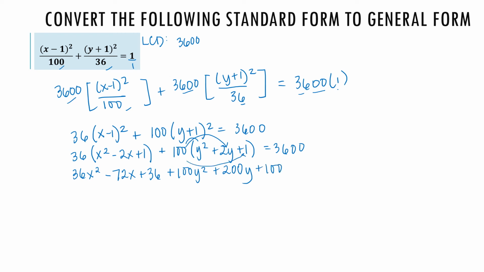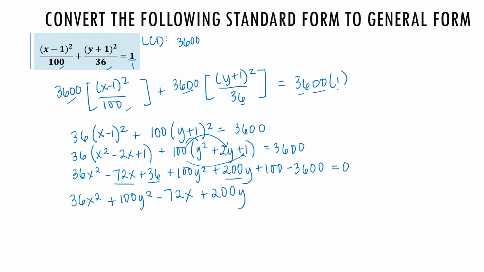plus 100. And by addition property of equality, we can do this. Yan. Equals 0. Okay, rewrite natin sa equation. Unahin natin si x squared. We have 36x squared. Next is y squared. Nasaan si y squared? Ayun. Plus 100y squared. And then this one, minus 72x. And then this, 200y. And then simplify all the constant.